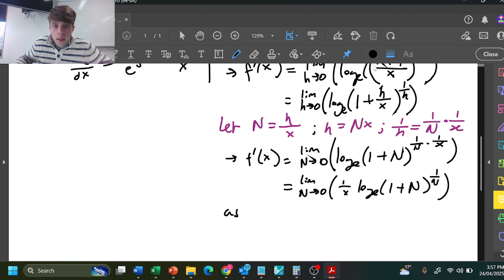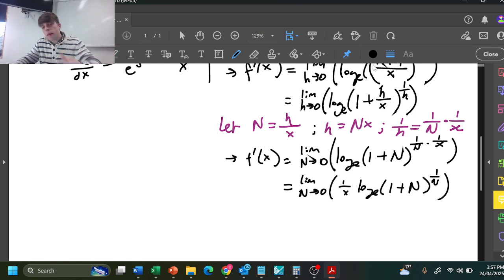Okay, check that out. So what we've done here is we have brought the 1 over x out the front using the fact that log e of x to the power of a is equal to a times log e of x. So because those two things are equivalent, we are allowed to do this. All right. Now, this is quite exciting.